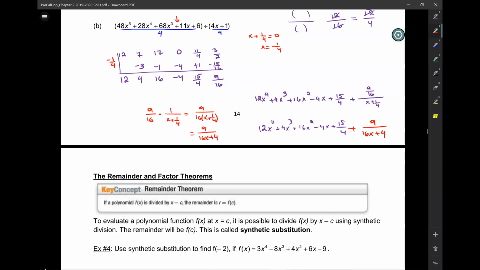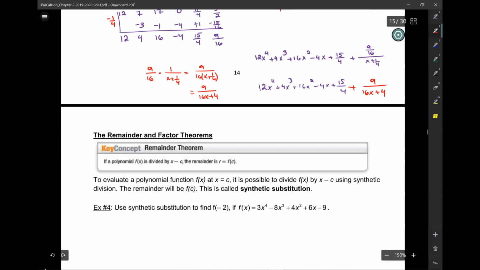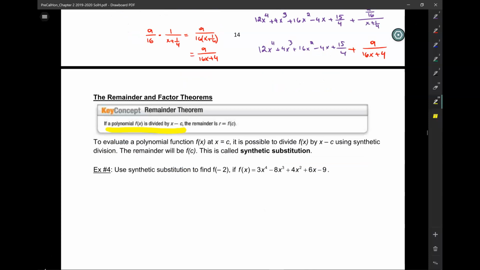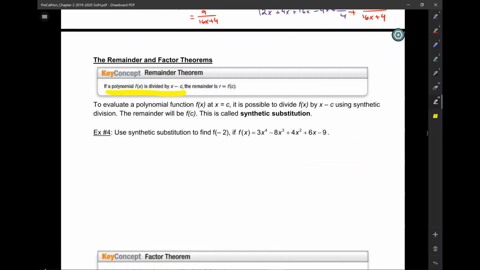Okay, so here's the remainder theorem. If a polynomial is divided by a term, x minus c, then the remainder is actually f of c. Okay? So what we're talking about is we can evaluate a polynomial function at x equals c.